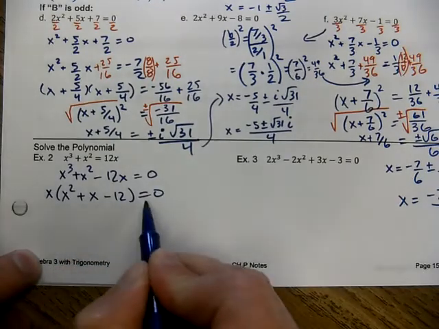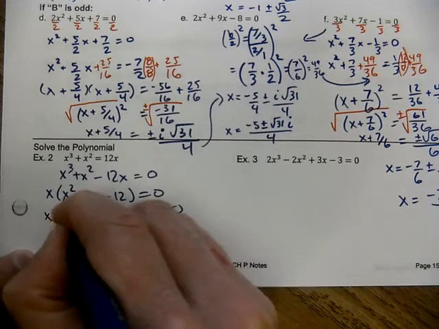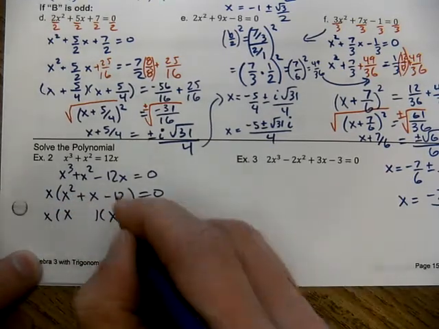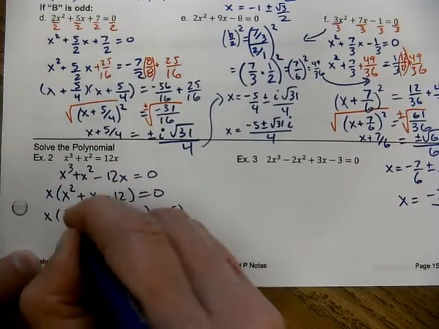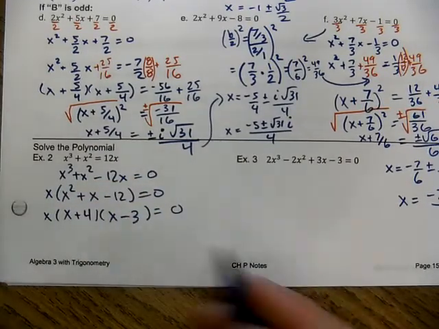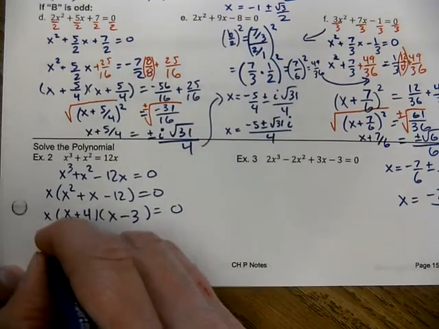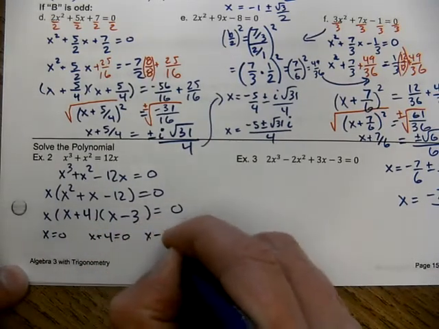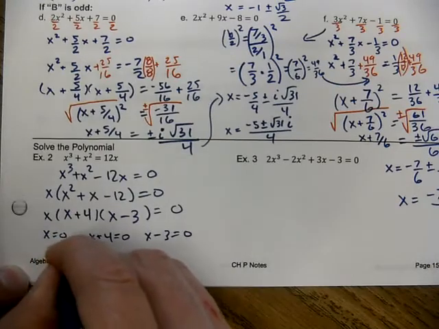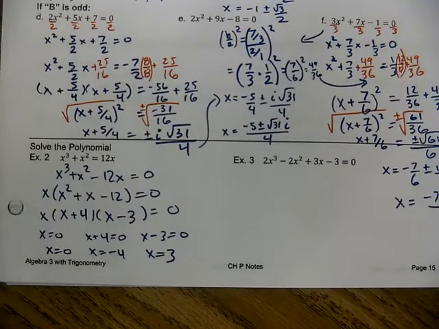And now that I have a trinomial, I would like to factor that trinomial into two binomials. So we want factors that multiply to negative 12, but add up to positive 1. So positive 4 and negative 3. Each of my factors are multiplied, and the whole thing equals 0. So x equals 0, or x plus 4 equals 0, or x minus 3 equals 0. As a result, we get 3 answers. So we solve for x in that case.